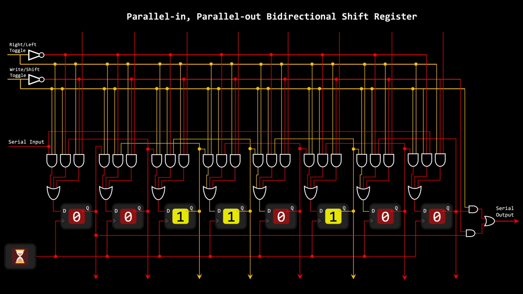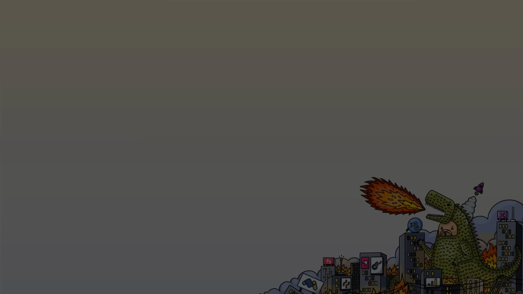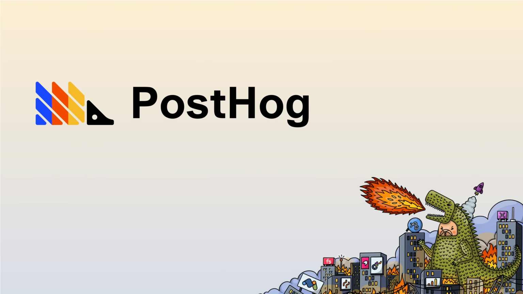I know some of you like to pause these kinds of slides to analyze every wire, and some of you might be wondering, why keep a serial input and output if we can already read and write in parallel? That's a great question, and we'll come back to it later, so keep it in mind. For now, let's try to answer how is any of this useful when we write programs. But before that, a quick message from PostHog.